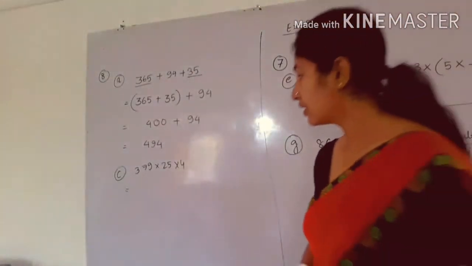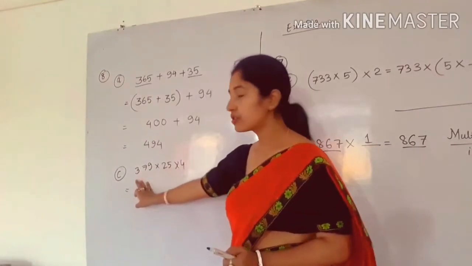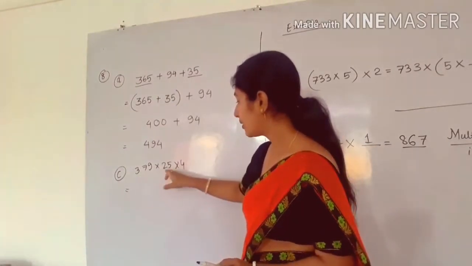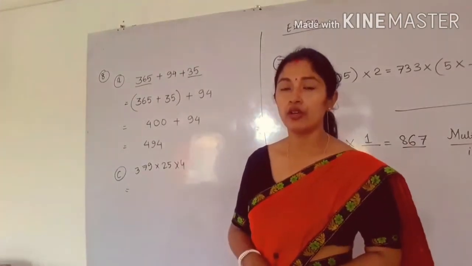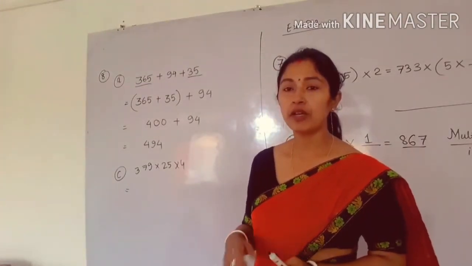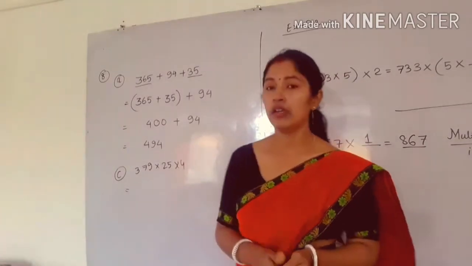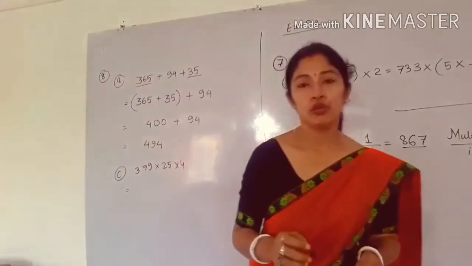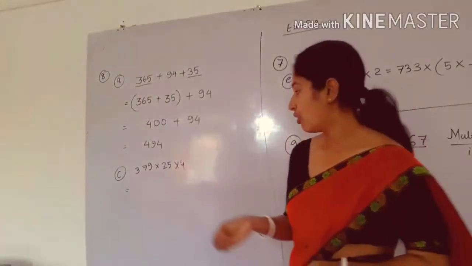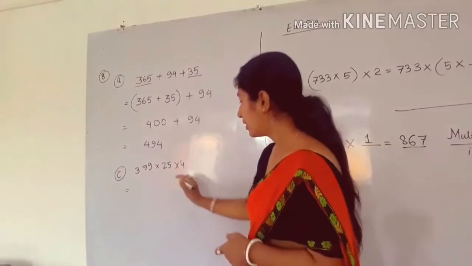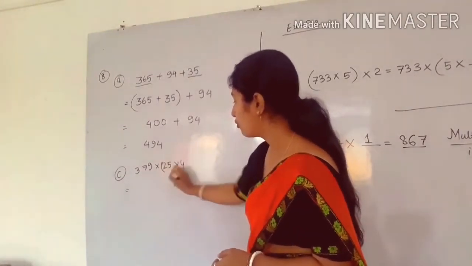So in question number C, you have to multiply. See, there are three numbers. As you can see, when we multiply 25 and 4, you will get the answer as 100. So again the ones place will become 0. If the ones place becomes 0, then it will be very easy to multiply any number with that particular number. So 25 into 4 becomes 100.